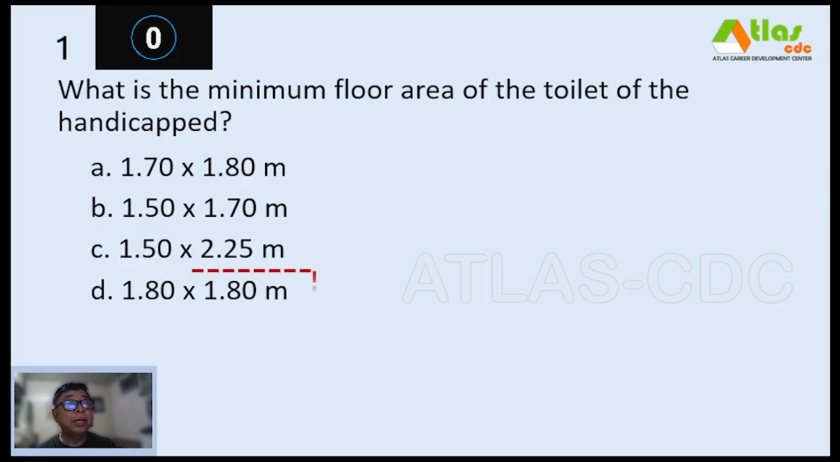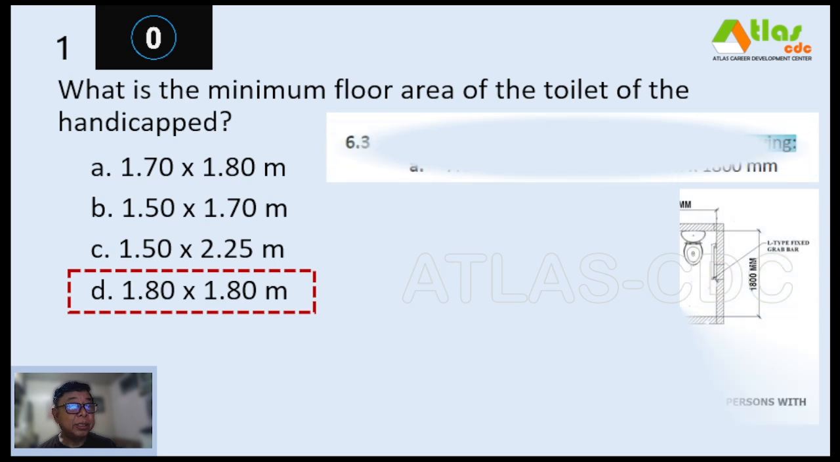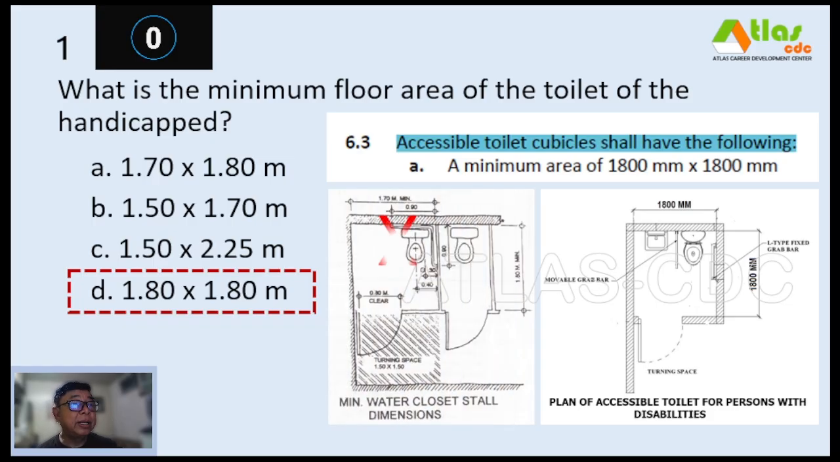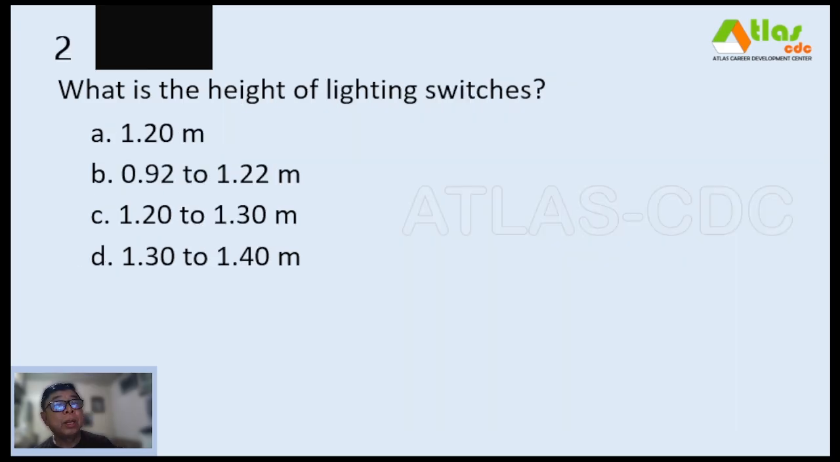And our correct answer is letter D, 1.8 by 1.8 meters. So according to the amended IRR, accessible toilet cubicle shall have the following: minimum area of 1.8 meters by 1.8 meters. That is compared to the old one, wherein the dimension is 1.7 width by 1.8 meters depth.